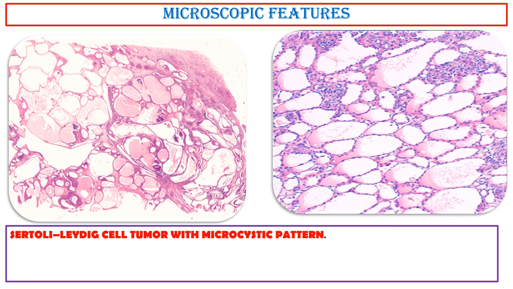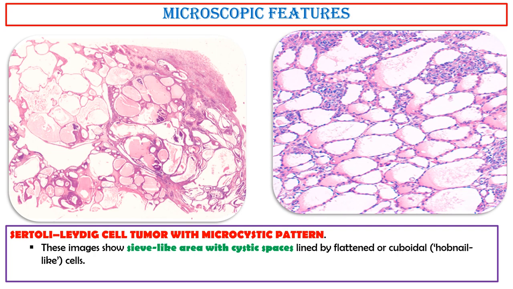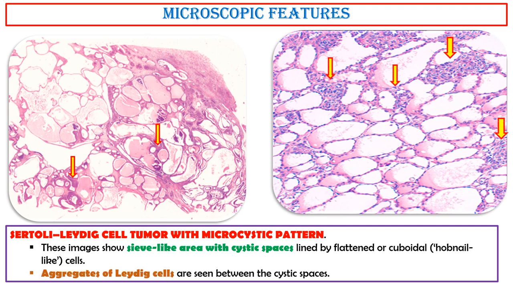Sertoli Leydig cell tumor with microcystic pattern. These images show sieve-like area with cystic spaces lined by flattened or cuboidal hobnail-like cells. Aggregates of Leydig cells are seen between the cystic spaces.